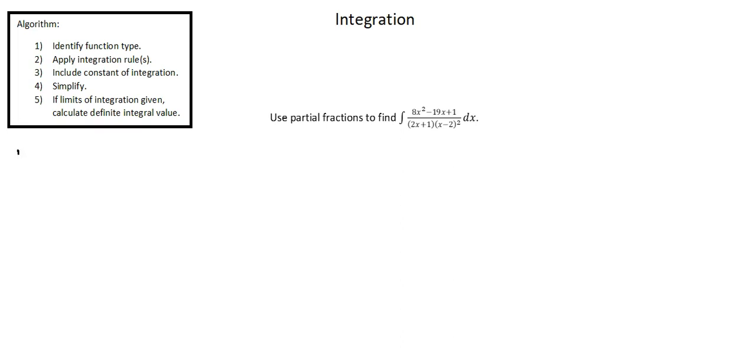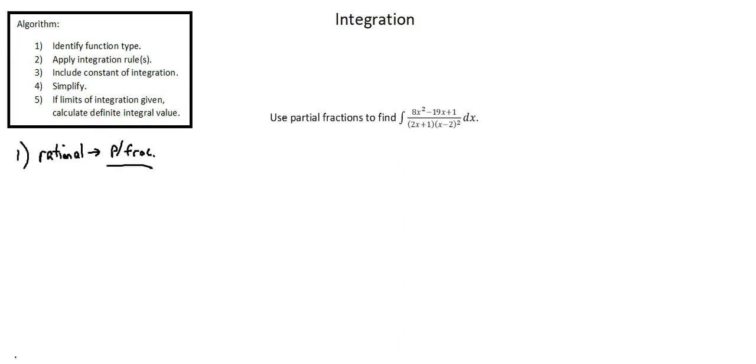Going to our algorithm, step 1, identify function type. This is a rational function, meaning that in our expression we see one function divided by another function. And when we're dealing with a rational function, unless it's a simple rational and we see an opportunity to use substitution, we'll likely want to use the method of partial fractions.